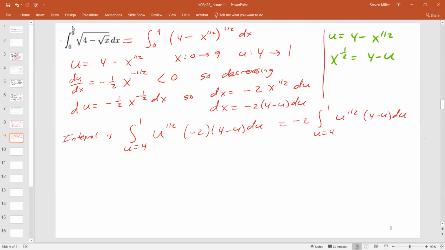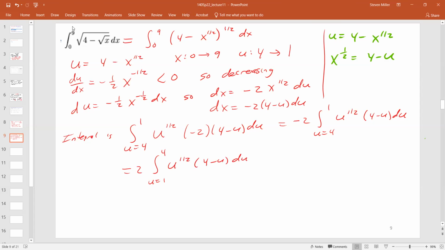There's a couple of ways to do it. One of the things I want to do now is, we're normally not used to integrating from 4 to 1. We normally integrate from the lower to the upper. It costs you a minus sign to flip the order of integration. We have a minus sign right outside. So this is the same as just 2 times the integral, u goes from 1 to 4, of u to the 1/2 times 4 minus u du. How do you evaluate this integral? What should we do?